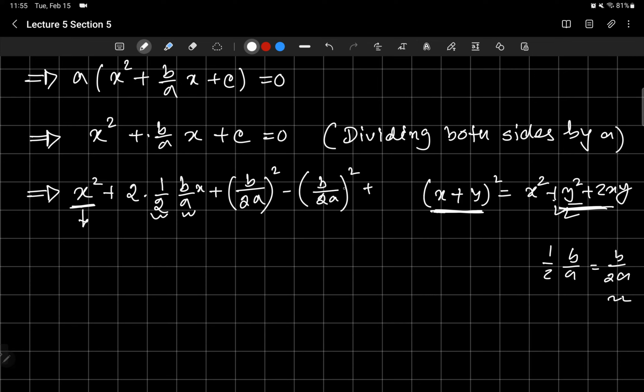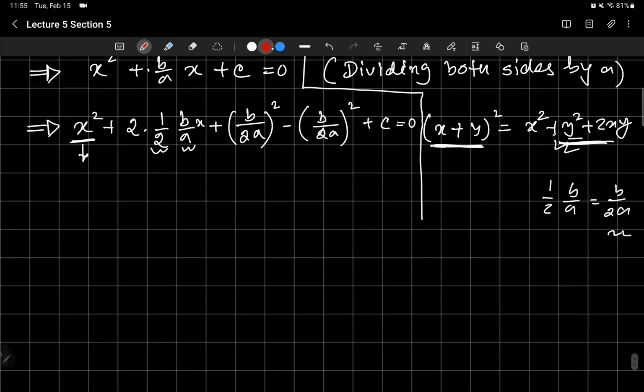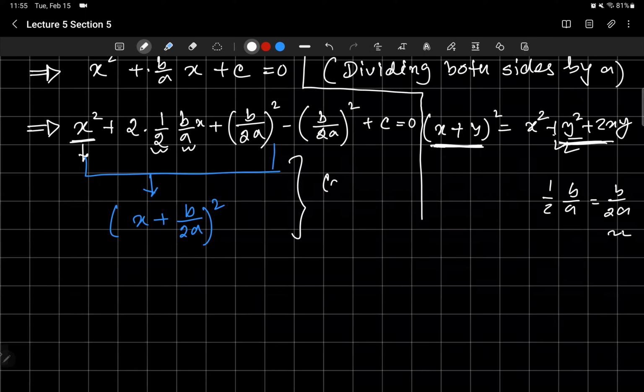And ultimately, what was on this side? c by a equals to 0. So now look at this expression. This is just x plus b by 2a whole square, right? So what we have done so far is called completing the square.